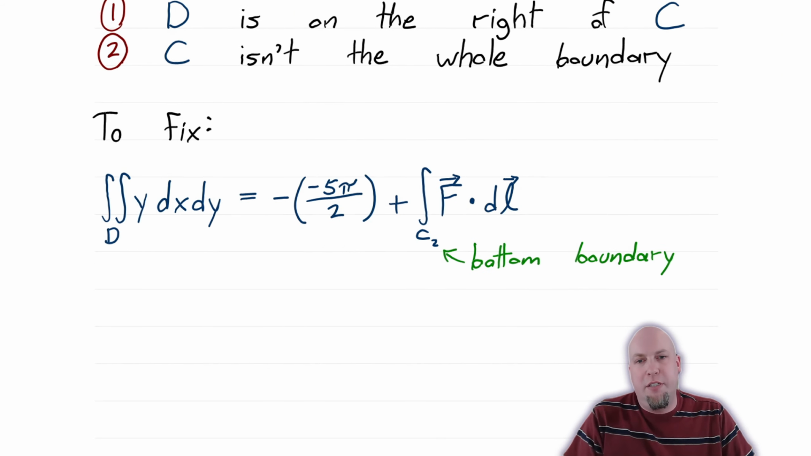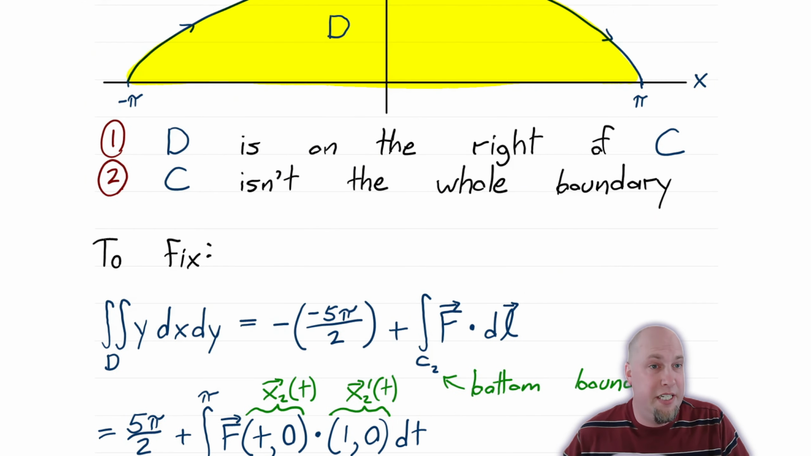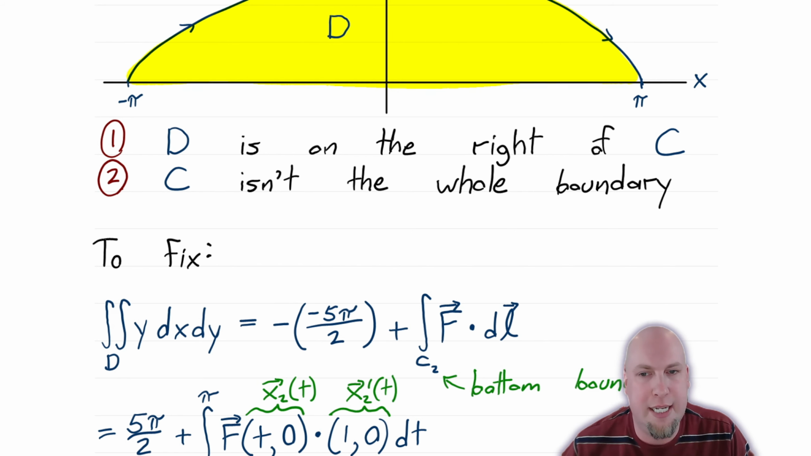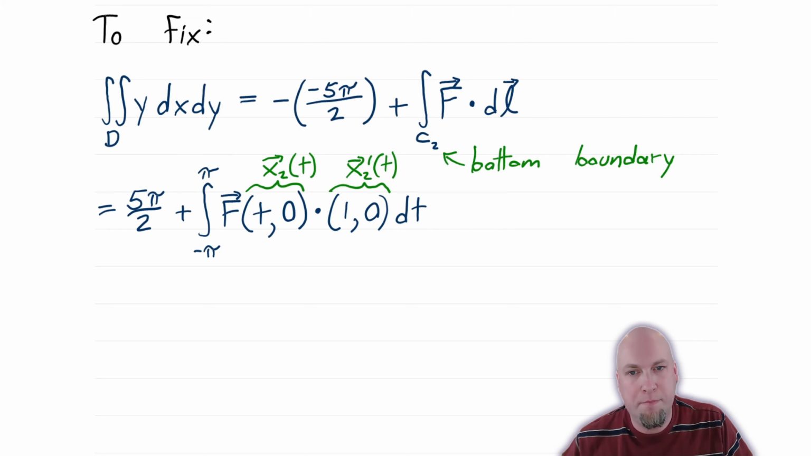Okay, so what I'm going to do is parameterize this bottom curve here just by (t, 0), right? X coordinate is t, y coordinate is 0, just because I'm everywhere on the x-axis. I'm just going to have t go from negative pi to pi. Okay, and then I plug that into my vector field. I dot it with the velocity vector, which is just the derivative of this, becomes (1, 0). And I just compute all of that.